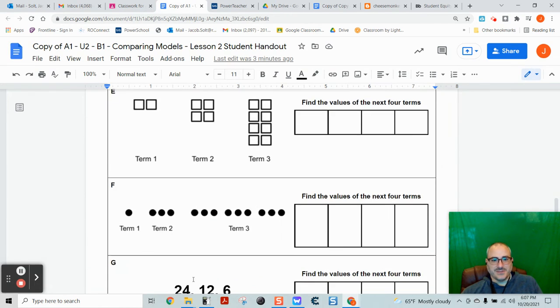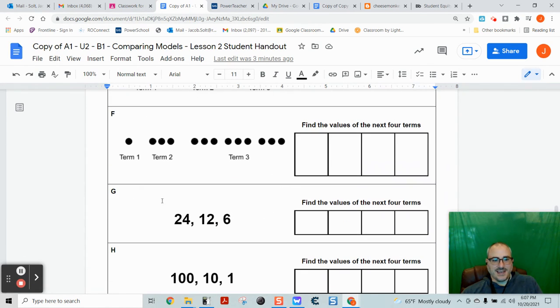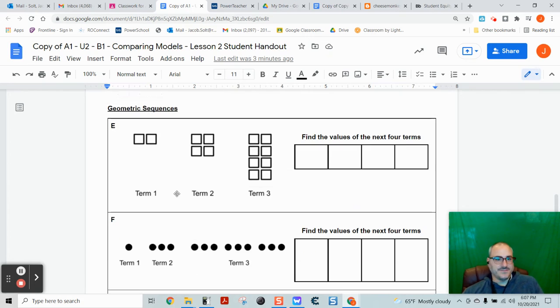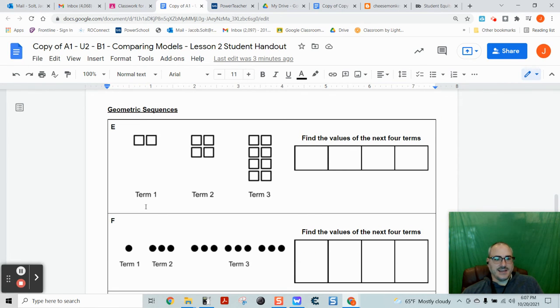All right, let's go to geometric sequences. I'll do E and G and leave you the others. Let's see what's going on with E. In term 1, I've got 2 boxes. In term 2, I've got 4 boxes. In term 3, I've got 8 boxes. So what's happening? 2 plus 2 is 4, that works. But then 4 plus 2 is 6. I'm not plussing by 2.